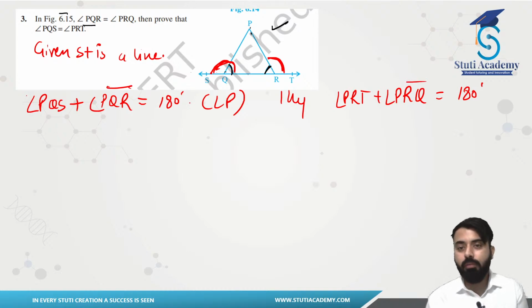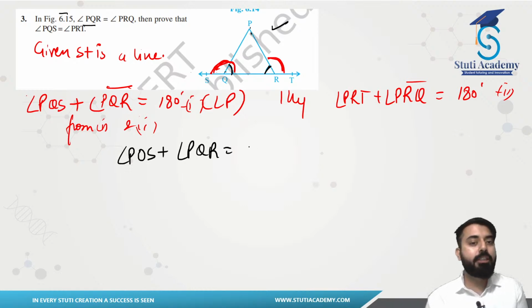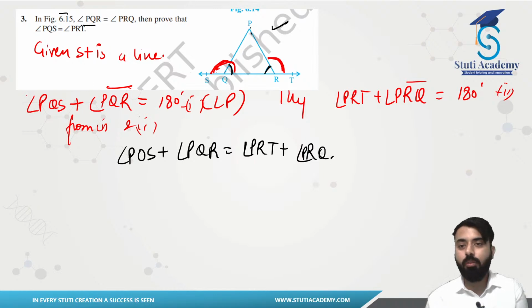So from 1 and 2, if I name this one my first and this one my second, we have angle POS plus angle PQR, which should be the same as angle PRT plus angle PRQ. Now guys, see, I know PQR and PRQ are both the same, so they will be cancelled out.